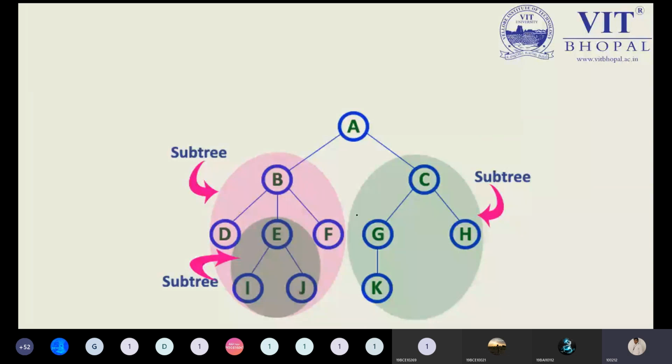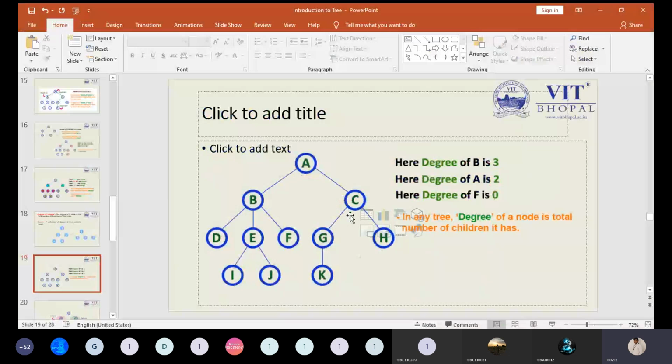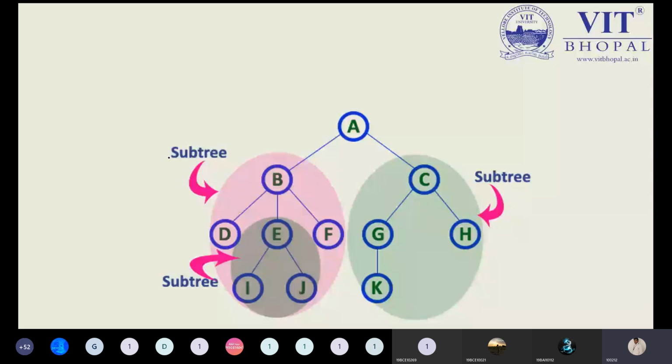Now the question comes to our mind: what is meant by a subtree and the other parts? So here I have a very simple example. In the previous diagram, you can see A is our root node. We can divide the tree into some parts, and those parts are recognized as subtrees. This tree is divided into different parts, so we can say each is a subtree.